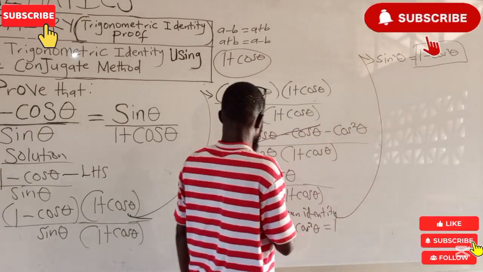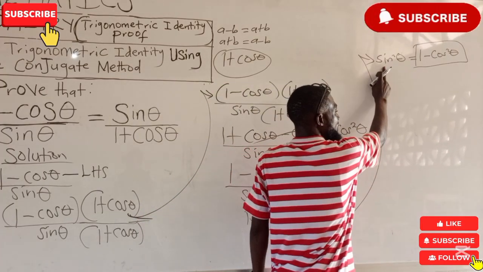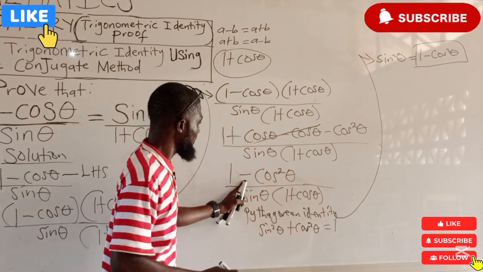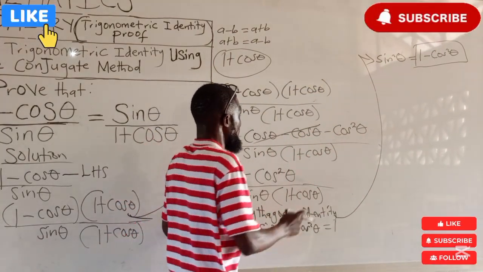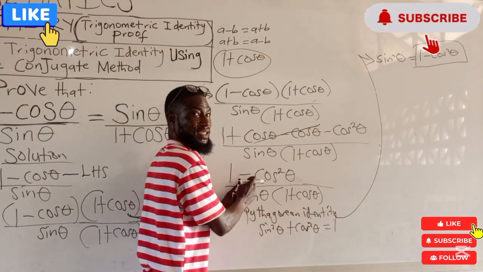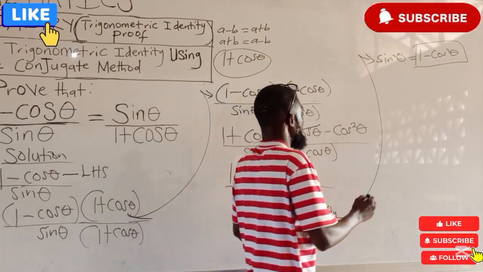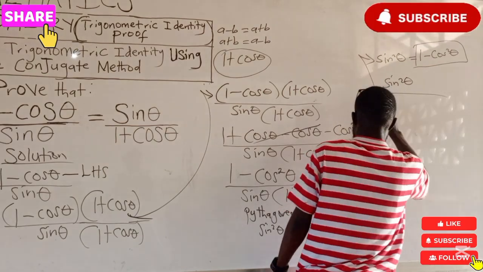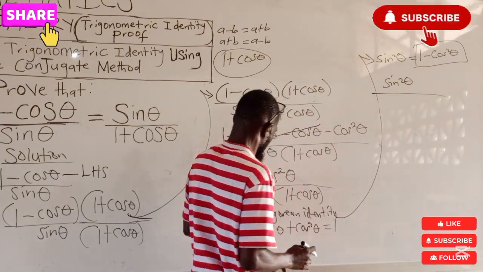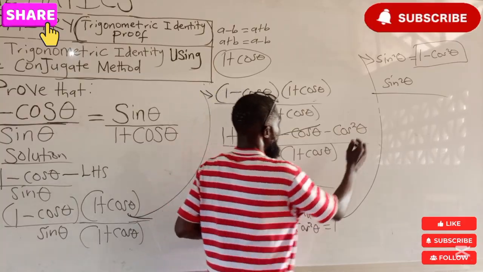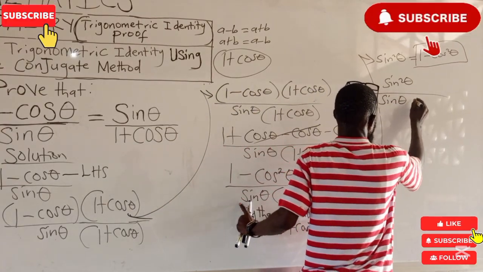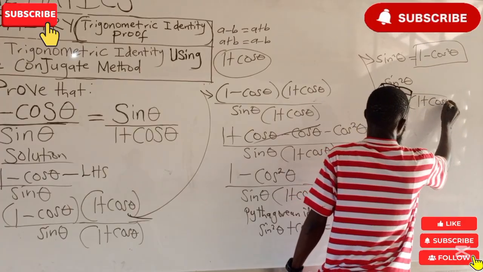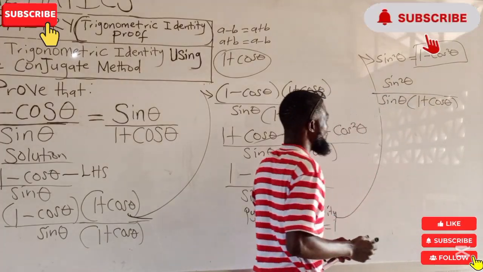So we already have this guy. 1 minus cos square theta will just give us sin square theta, and sin square theta will give us 1 minus cos square theta. So we'll be using sin square theta to represent the guy. So 1 minus cos square theta is now equal to sin square theta over sin theta, parenthesis open, 1 plus cos theta, parenthesis closes.